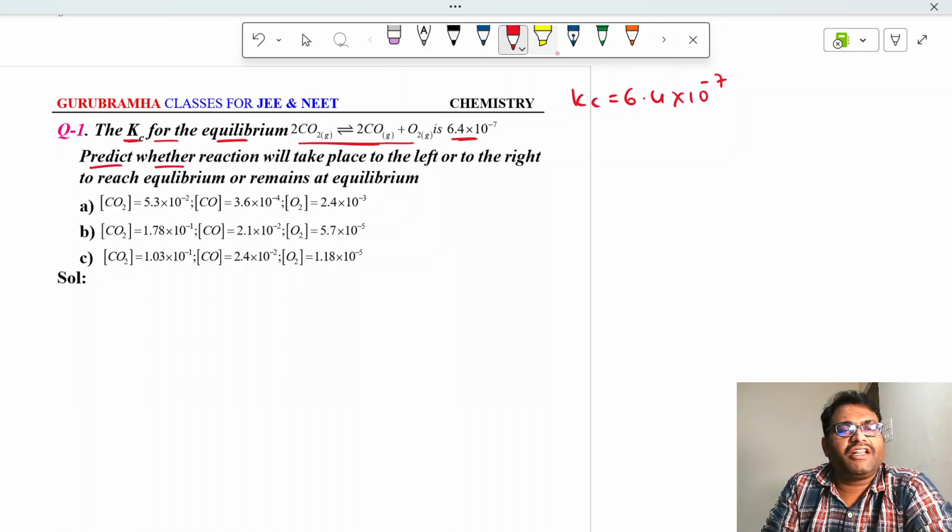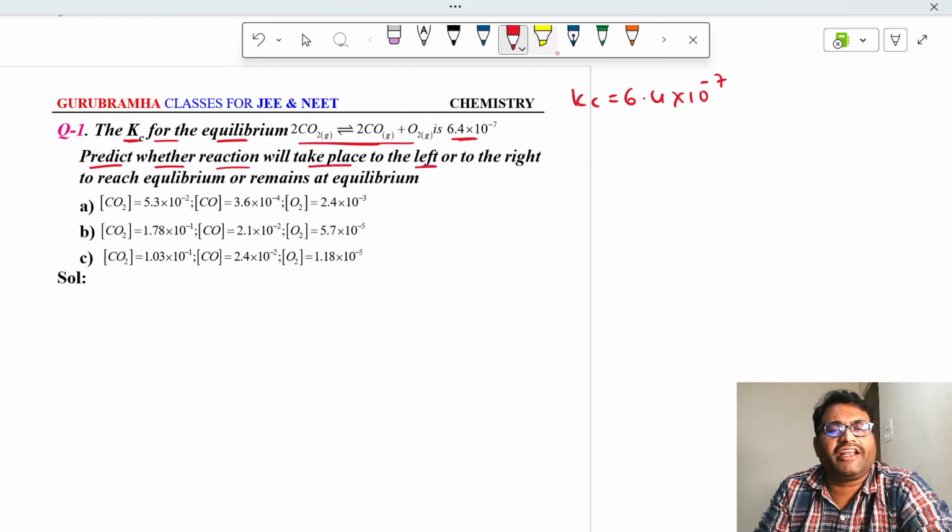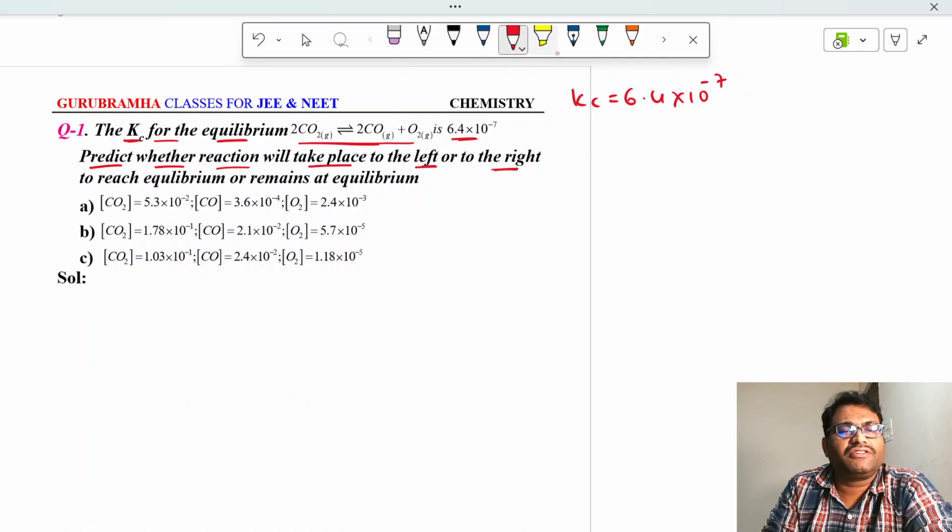Predict whether the reaction will take place to the left or to the right, the net direction of the reaction. He is asking us the net direction of the reaction: whether it takes place to the left or to the right to reach equilibrium, or it remains the same at equilibrium.